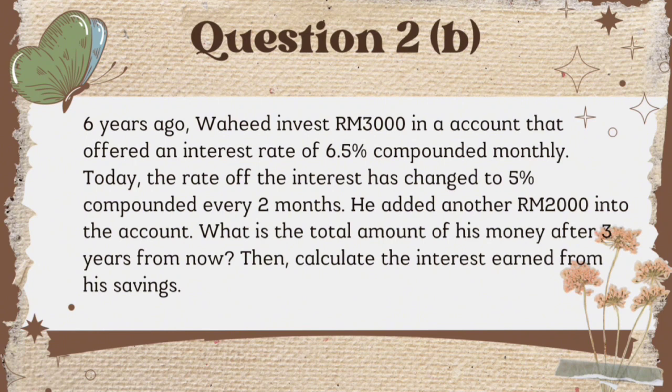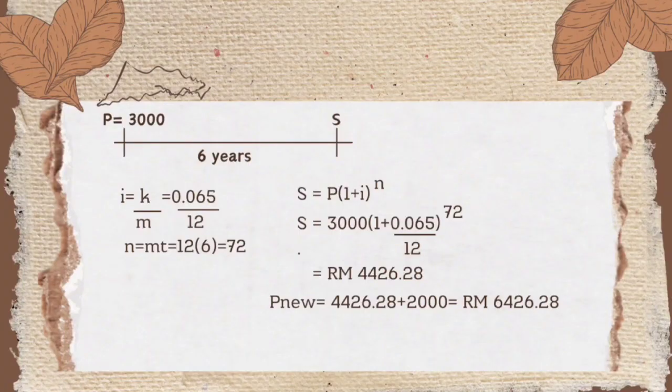Situation 1. 6 years ago, Wahid invested 3,000 in an account that offered an interest rate of 6.5% compounded monthly. So the formula that we can use to solve this situation is S equals P open bracket 1 plus I close bracket power N. First of all, we will draw the line. Before that, we need to find I and N.